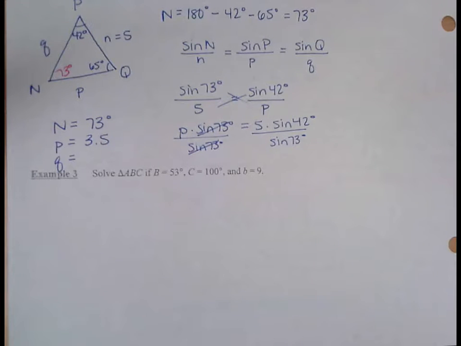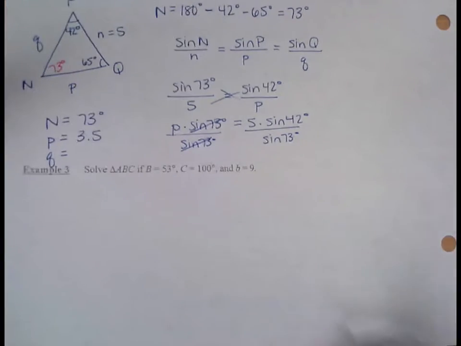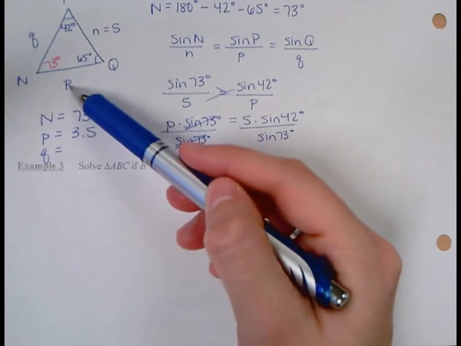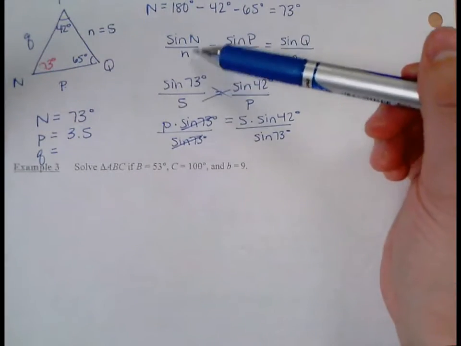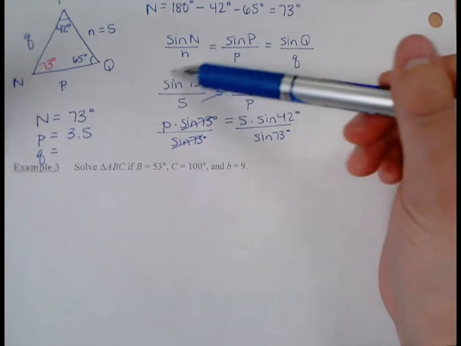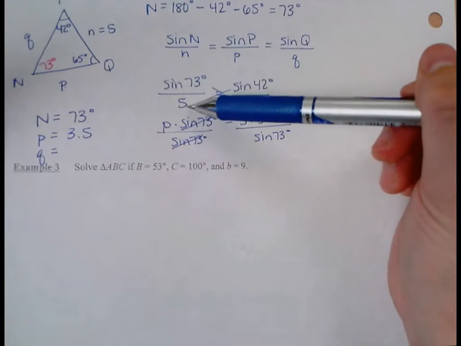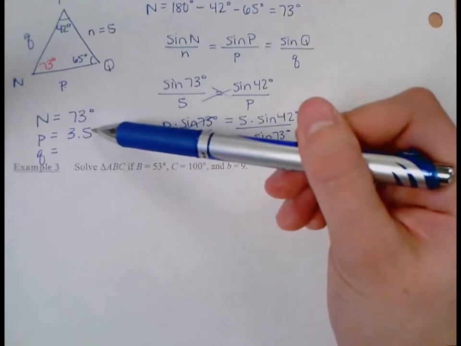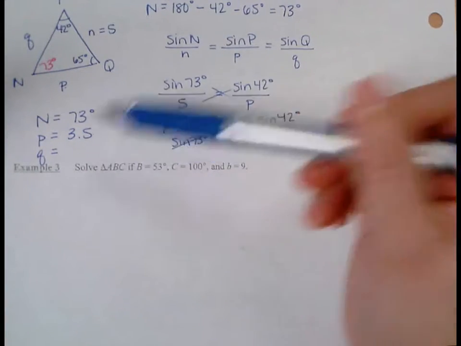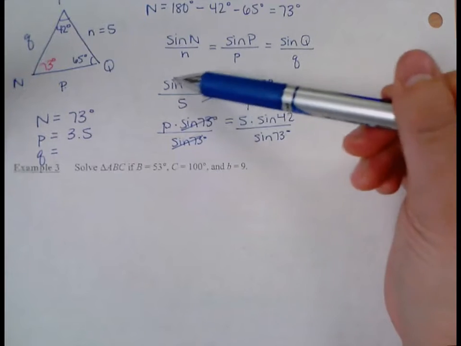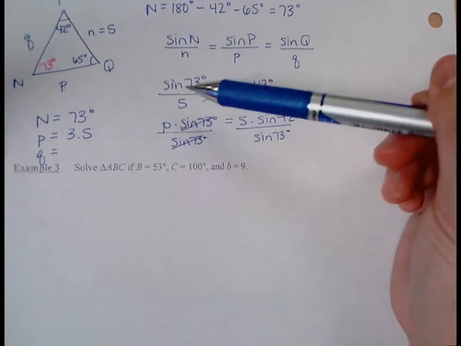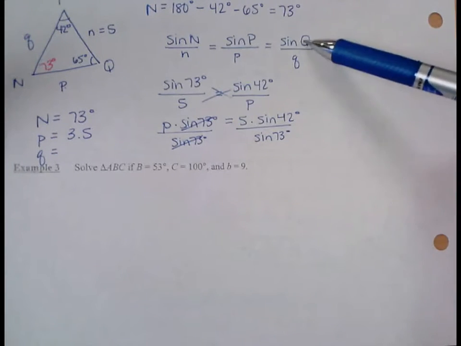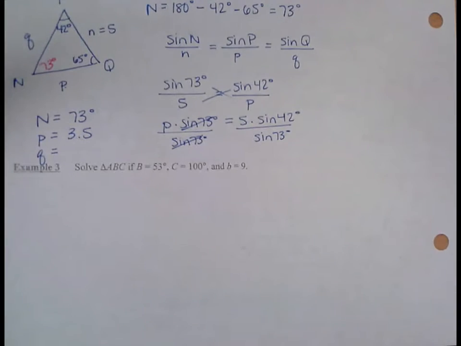And then we would do the same thing to find Q. Even though I now have side P, I'm still going to use the ratio for sine of angle n over side n because I was given side n. Side P is a rounded answer. So I'd rather you keep this ratio, sine of n over n, but now we're setting it equal to sine of Q over Q to find Q.